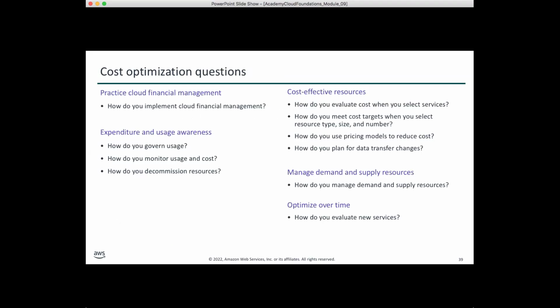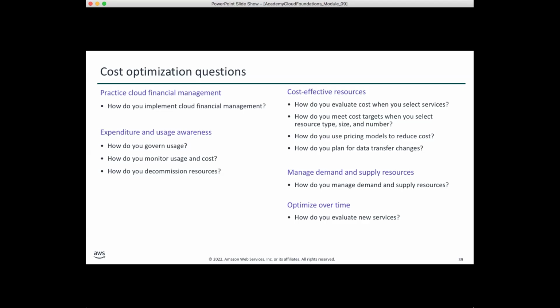So these are the foundational questions of cost optimization, which fall under these 5 areas. You can see, practice cloud financial management. So how do you implement cloud financial management? These are questions we need to answer. Those answers will help us minimize cost, or optimize, to meet the cost optimization pillar, so to say.